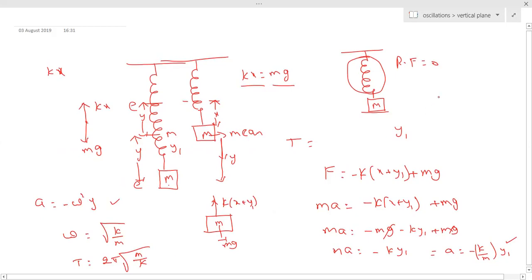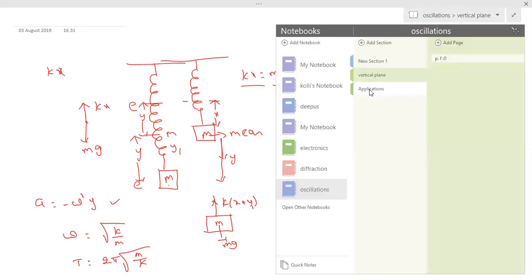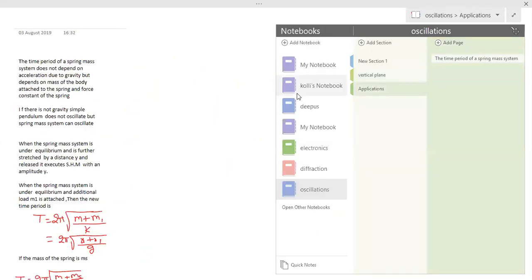So the final conclusion is, if you oscillate the spring along horizontal plane, similarly if you oscillate the spring along vertical plane, the formula for time period is T is equal to 2 pi root m by k. So it doesn't change when we oscillate the spring along horizontal direction or along vertical direction. Okay, next thing is, let us see some applications regarding this.